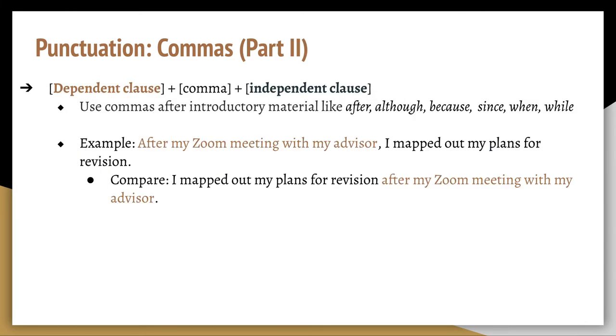In addition to combining 2 independent clauses with the help of a coordinating conjunction, commas can also tie together a dependent clause and an independent clause. This can help you offer a sense of clarification for your reader. Some introductory key words or phrases that you can use in your dependent clause include after, although, because, since, when, and while.